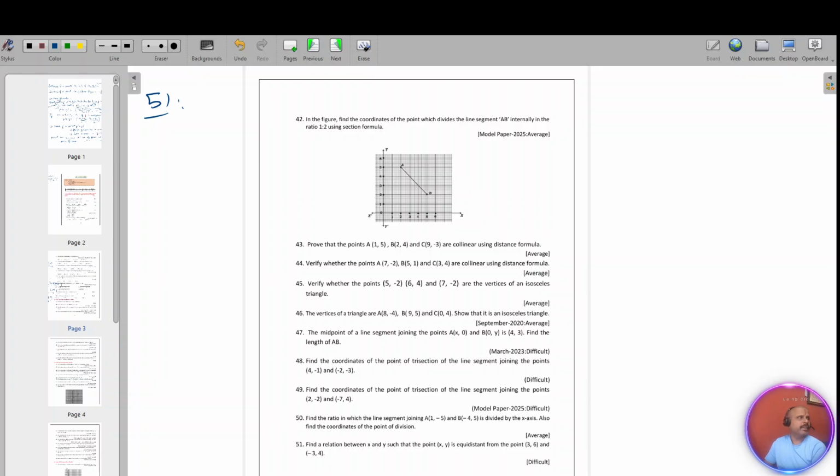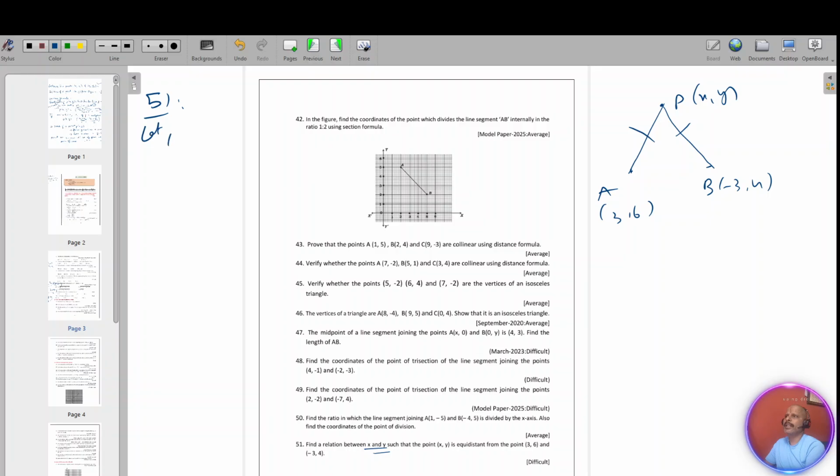Find the relation between x and y such that P(x, y) is equidistant from the two given points. Let's check: A(3, 6) is one point, B(-3, 4) is another point, and there is one point P, which is (x, y). They are equidistant, meaning this distance is equal to this distance. Find the relation between x and y. We'll solve this. Very simple actually.